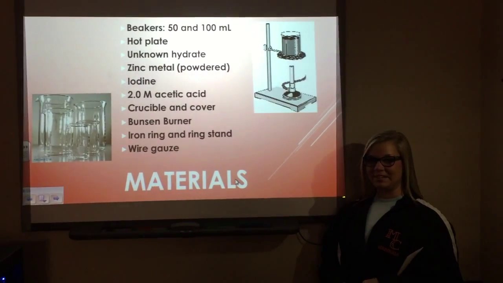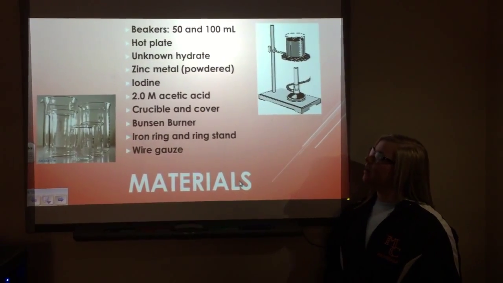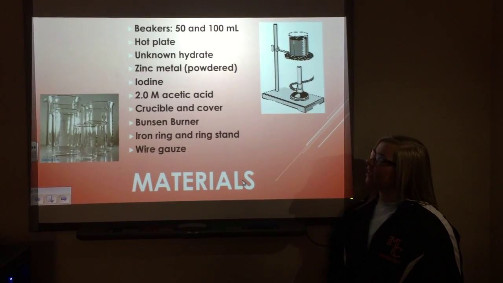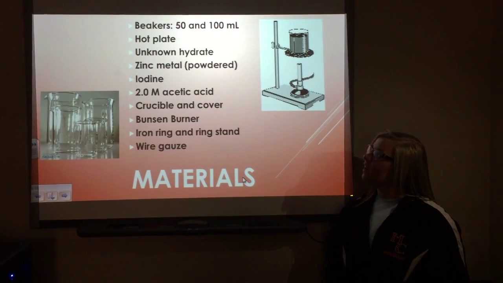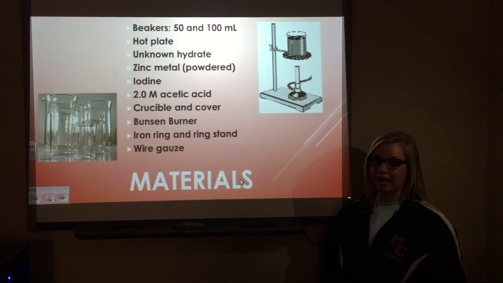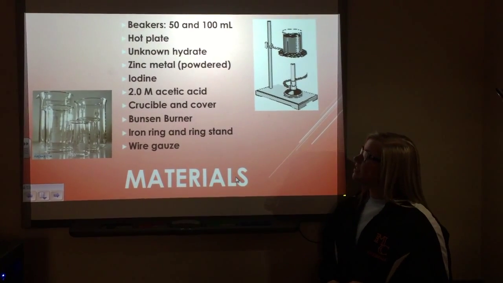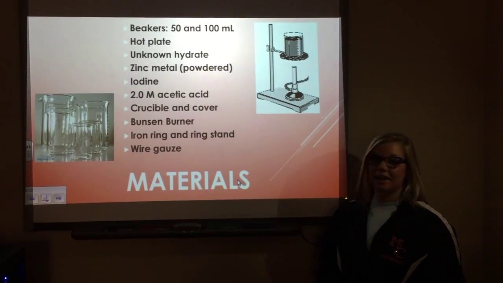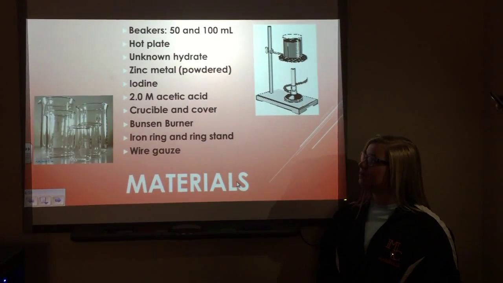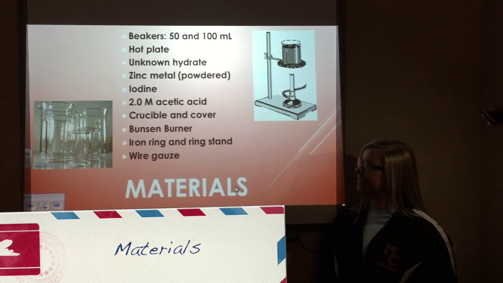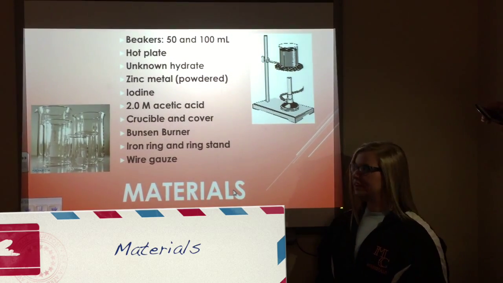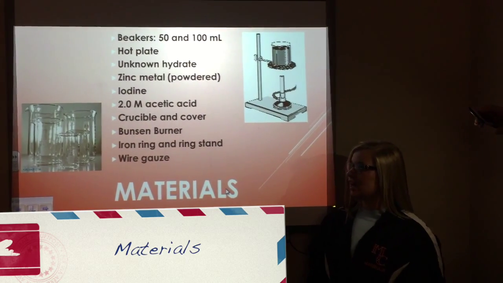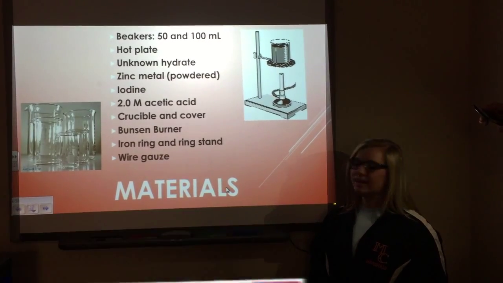The materials we used for this experiment are beakers of 50 and 100 milliliters, a hot plate, your unknown hydrate which is provided, zinc metal in a powdered form, iodine, 0.2 molar acetic acid, the crucible and its cover, Bunsen burner, iron ring and iron stand, and wire.